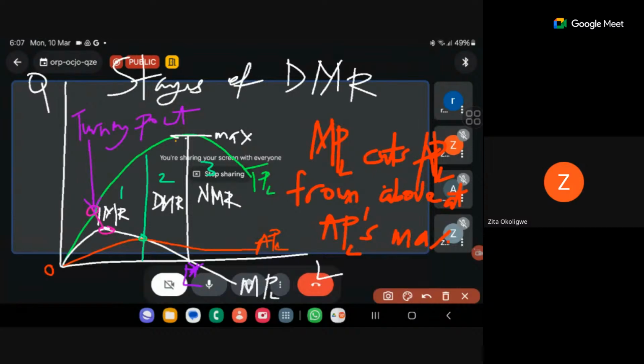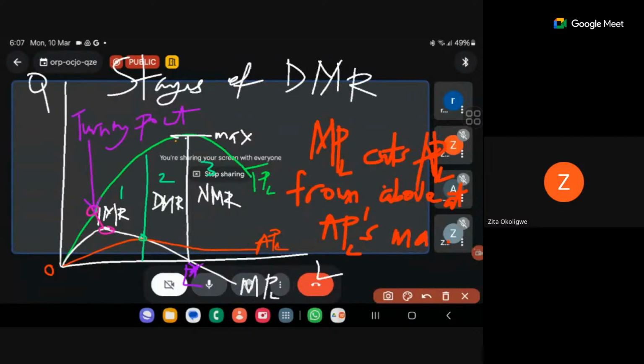Look at the diagram very well. You can see that average product will not begin to decline like this. Look at this line. Look at MP here and look at AP here. As soon as MP crosses AP, AP begins to fall, but it does not get to zero.